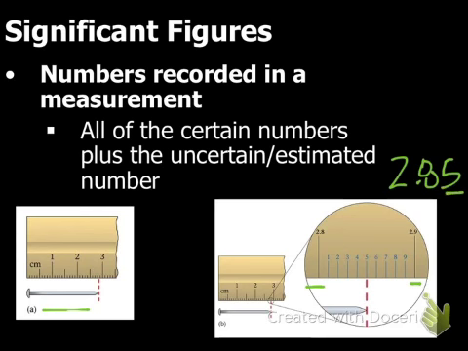So this place right here is our estimated digit. Again, we know these for certain. We know 2.8 for certain, and then this hundredths place is our estimated digit because there are no marks. So we estimated how far in between the 2.8 and the 2.9 that particular measurement is.